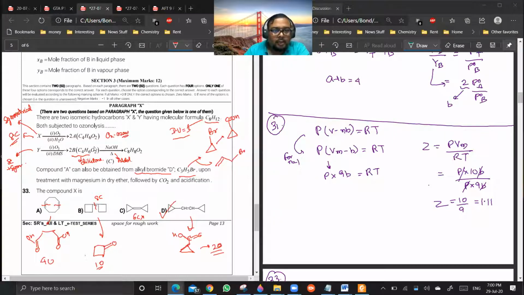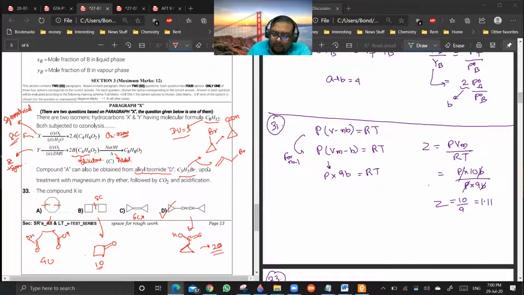Now when you're talking about X, you are using O3 and H2O. So it will be an oxidative ozonolysis, because you are not using any reducing agent. If you are not going to use a reducing agent, then CHO which is formed will be converted into COOH. Now it is saying that compound A is also obtained from alkyl bromide D.